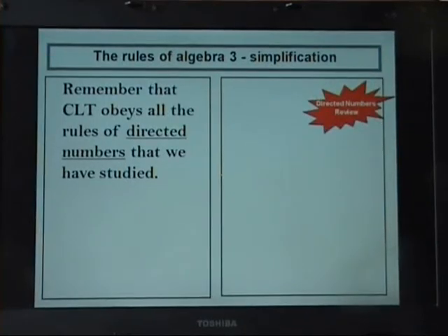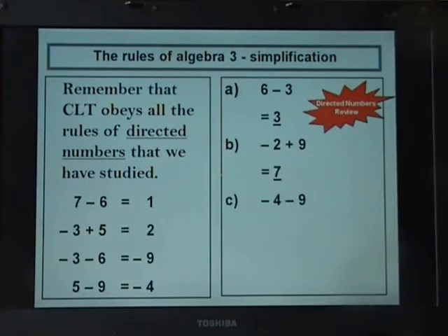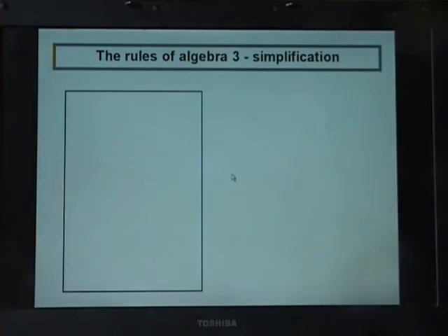So, remember that collecting like terms obeys all the rules of directed numbers that we've previously studied. We know 7 takes 6 is 1, minus 3 plus 5 is 2, minus 3 minus 6 is minus 9, 5 minus 9 is minus 4. 6 minus 3, 3 minus 2 plus 9, 7 minus 4 minus 9, minus 13, and 3 minus 8, minus 5.